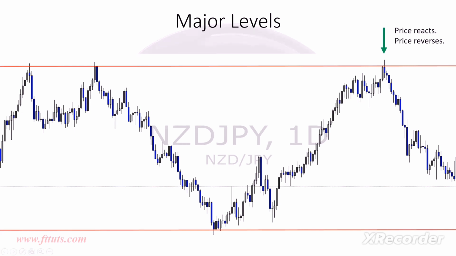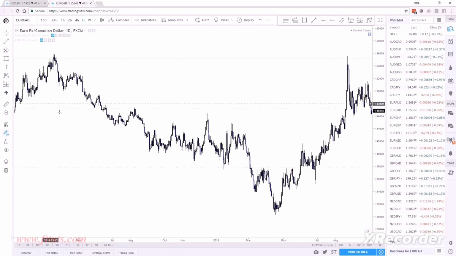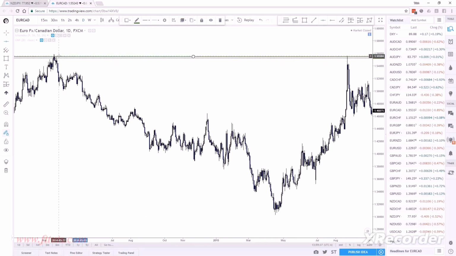let's take a look at an actual chart. Okay, so here on the Euro Canadian dollar, again, we start with our major levels. And you look here, we had a daily level, and what happens? It comes up and price fails to break this level right here. Fails to break this level and then continues on down and then starts to consolidate.